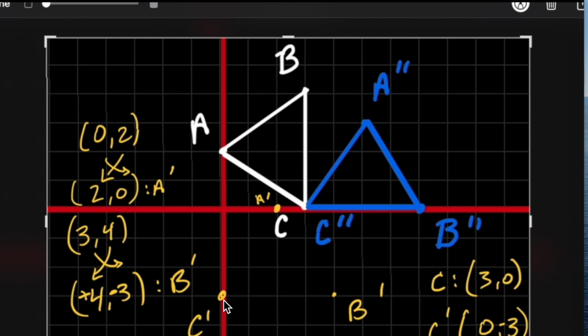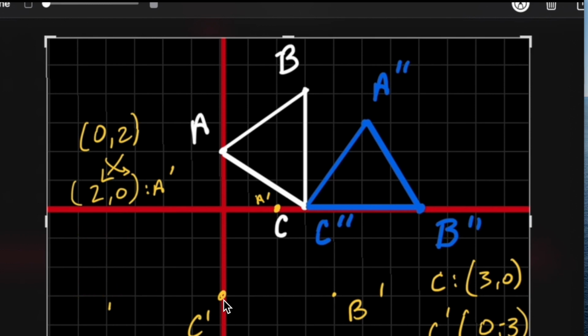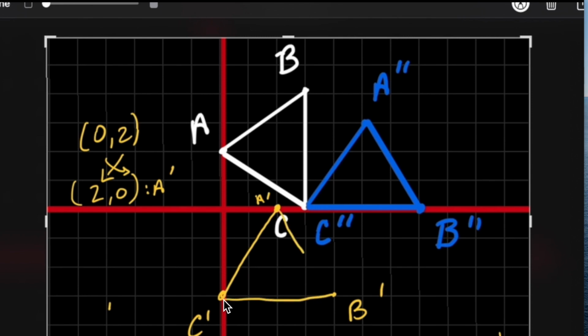So let's clean this up just a little bit. We don't need this anymore, nor this. And let's look at our intermediate triangle, which again only has one prime listed. Okay, so that's a 90-degree rotation about the origin of that white figure.